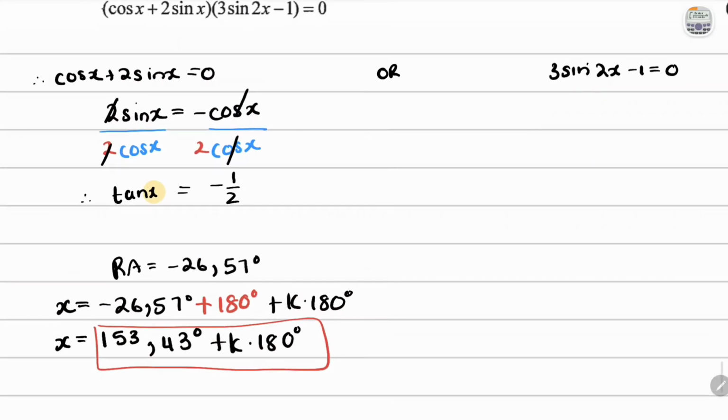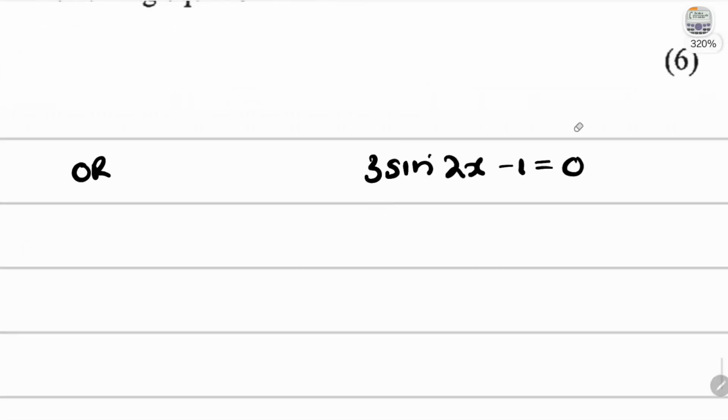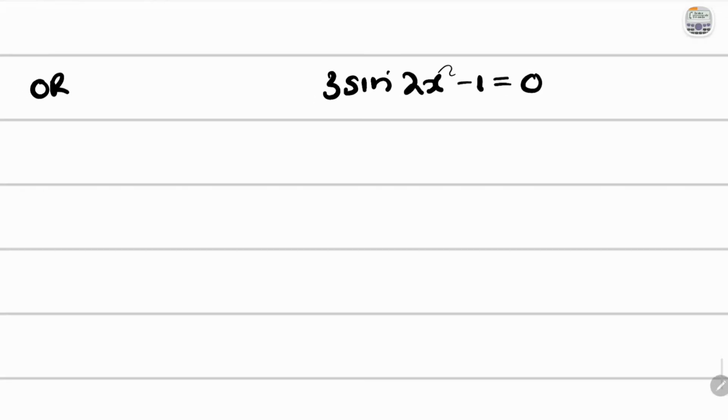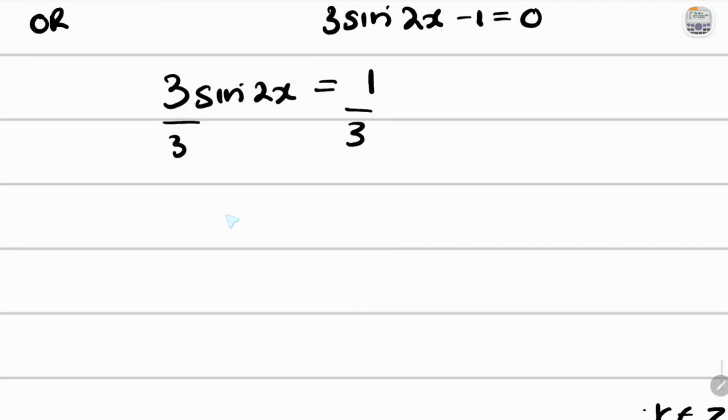We're not yet done, so I have to solve for the other equation. So this is the second equation that we have. Let's go ahead and solve. We need to solve for x. So we've got 3 sine of 2x minus 1 equals 0. So we can say 3 sine 2x is equal to 1. Then divide both sides by 3 to get sine 2x on its own. And this is equal to 1 over 3.